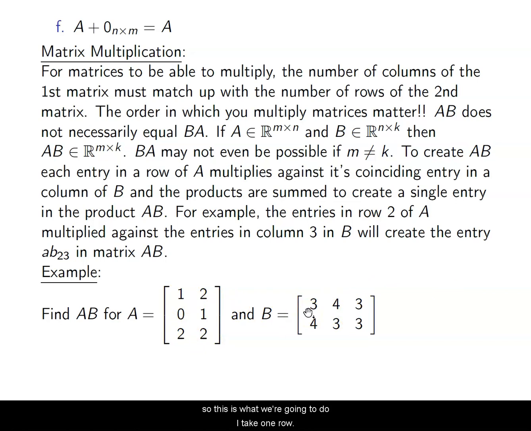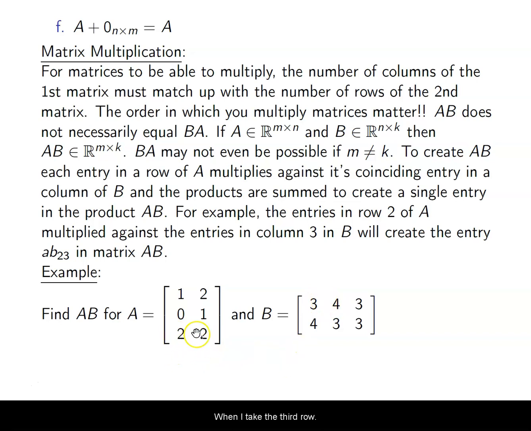So this is what we're going to do. I take one row and I multiply it times entries here. That's why it has to match up. Okay, I have 2 entries, and this row has 2 entries in it. This column has 2 entries in it. So I can multiply 1 times 3 and 2 times 4. I'm going to add those things together, and that's going to be my entry in the first position, because this is the first row, first column. So it makes the entry in AB 1, 1.